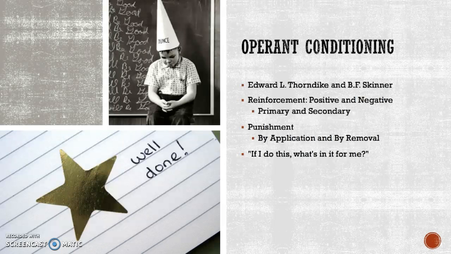Whether dealing with punishment by application or punishment by removal, there are some guidelines that should be followed for it to be the most effective. Punishment should immediately follow the behavior. Punishment should be consistent, and punishment of the wrong behavior should be paired, if possible, with reinforcement of the right behavior. Operant conditioning can be summed up in this question: if I do this, what's in it for me?